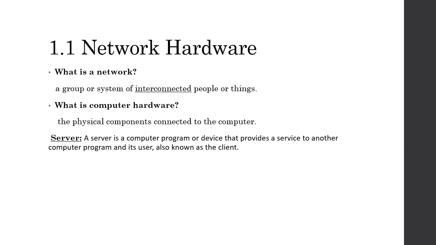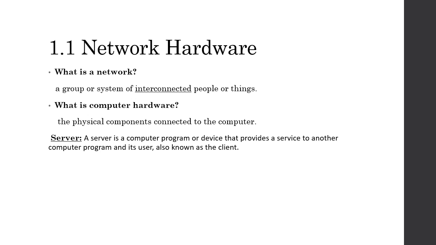So let's start with the network hardware. In the previous classes you have already learned about networks. What is a network? A group or system of interconnected people or things is called a network. When we talk about a computer network, when different types of computers are connected to each other, they form a network of computers. It's simply like a web of different computers connected to each other.